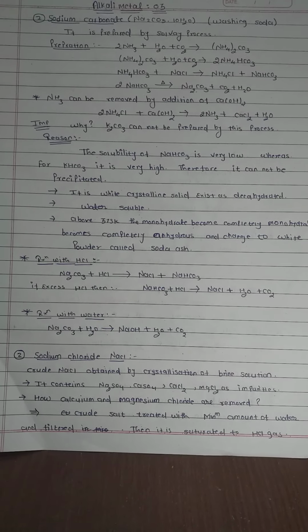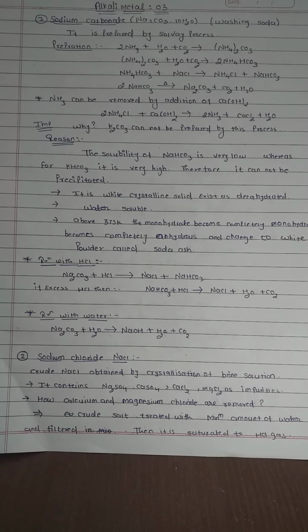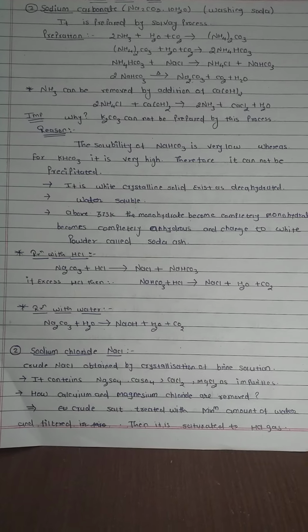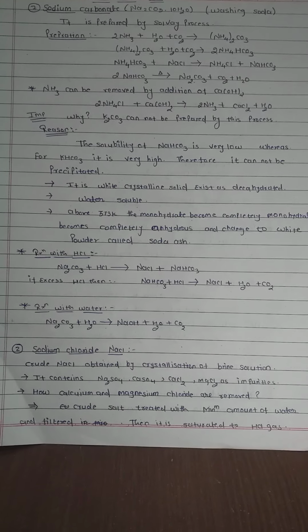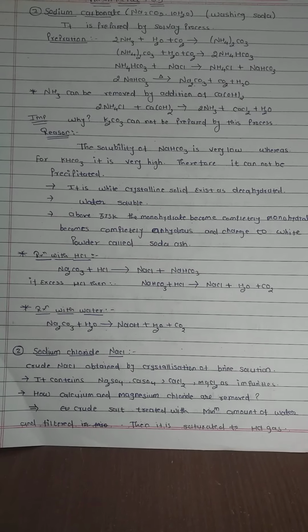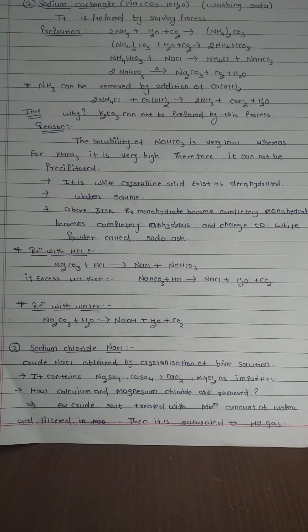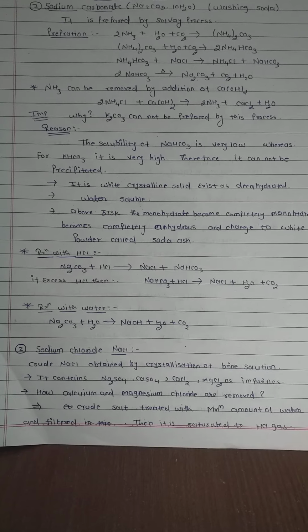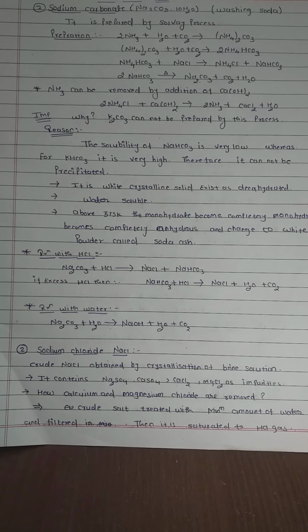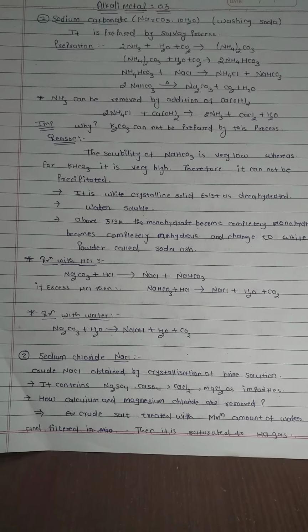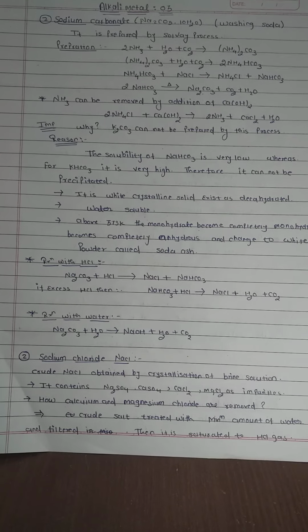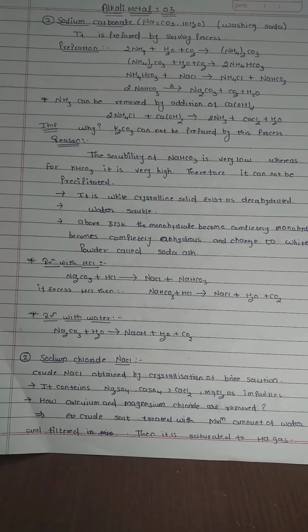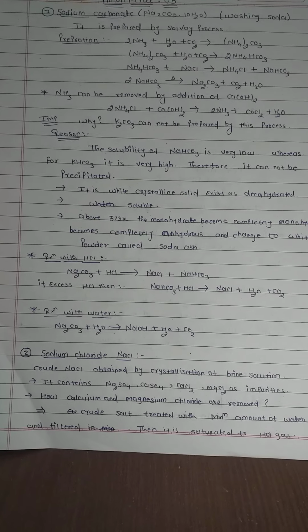And the next point is, if HCl is in excess, meaning if we have taken the HCl in excess amount, then the reaction further takes place between sodium hydrogen carbonate and HCl, and it forms sodium chloride, releasing water and CO2. The next reaction is the reaction with water. When sodium carbonate reacts with water, it forms sodium hydroxide and water plus CO2.